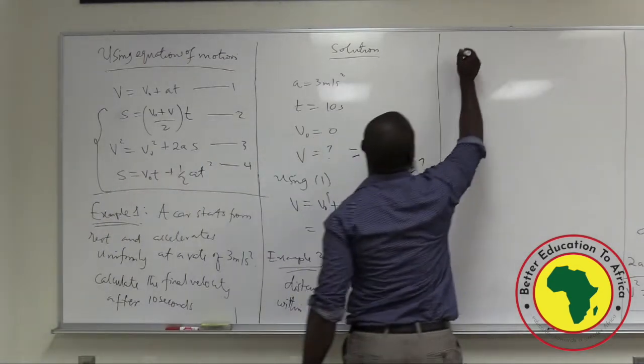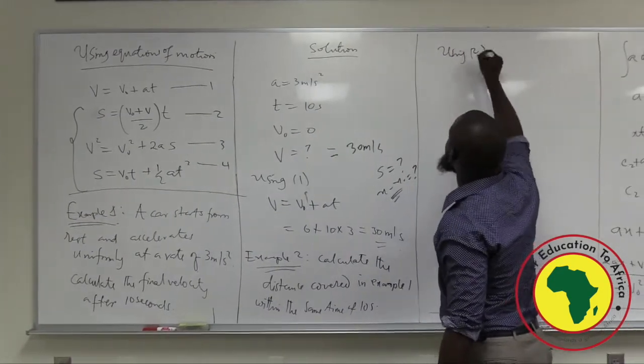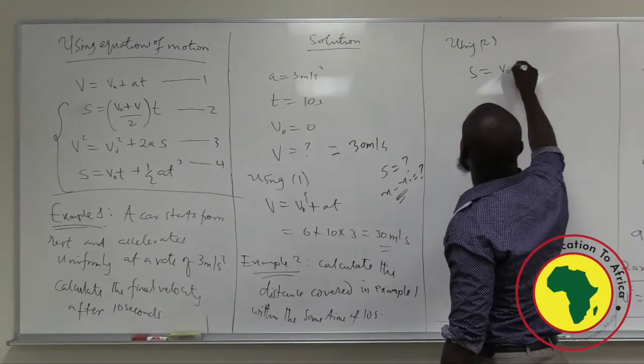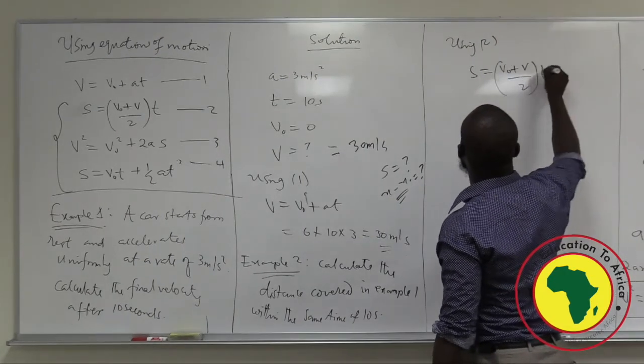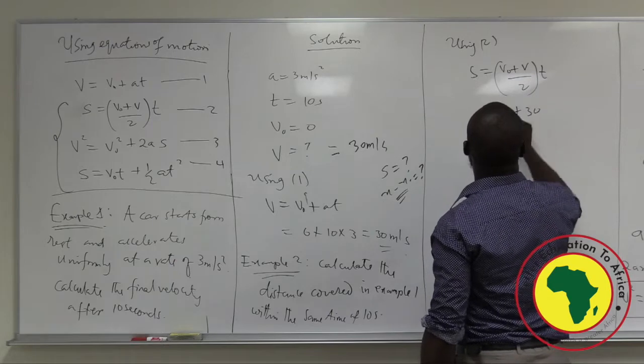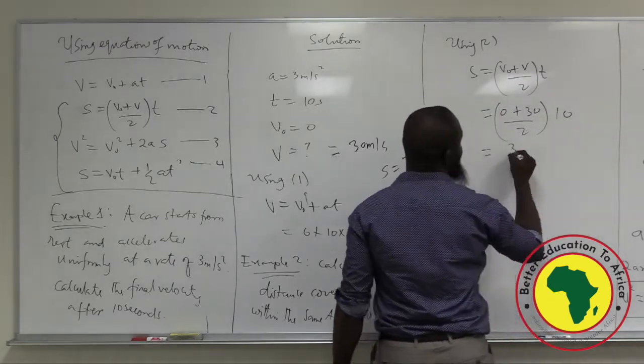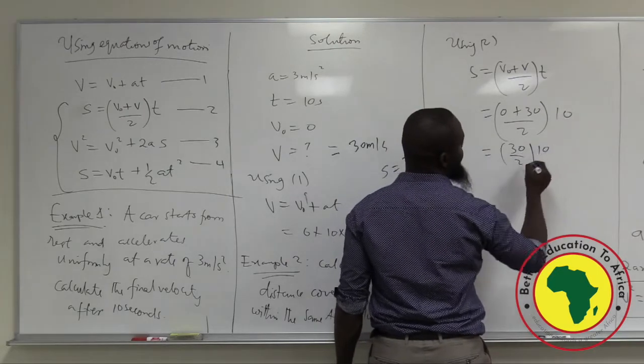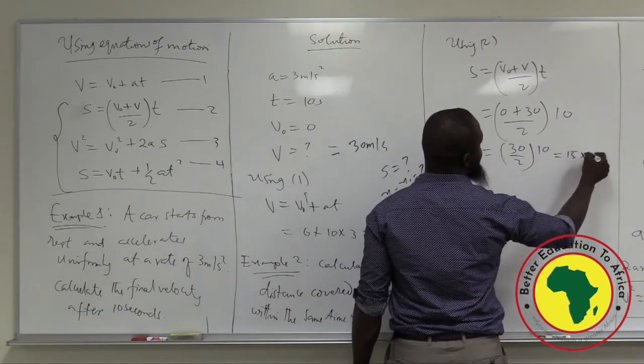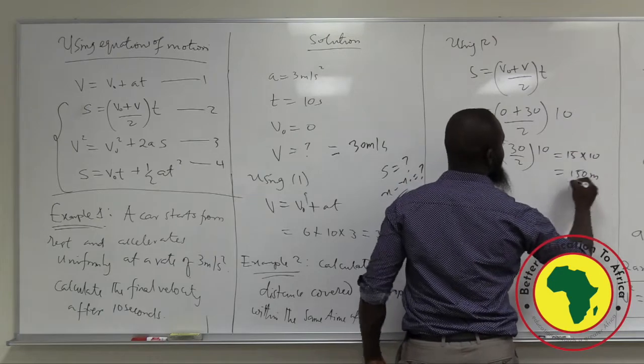So using two, S is V naught plus V over 2, bracket T. 0 plus 30 over 2, bracket 10. So this will give us 30 over 2 bracket 10, which is 15 times 10, 150 meters.